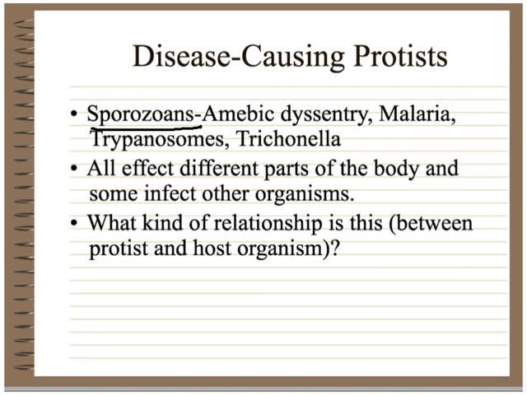There's one that's common in the United States, a disease called Giardia, and it's a protozoan that gets into our water supply and can make us very sick as well. All of these affect different parts of the body, and some of them can infect other organisms. Some of them have a vector that transfers them, like malaria. The mosquito is the vector.